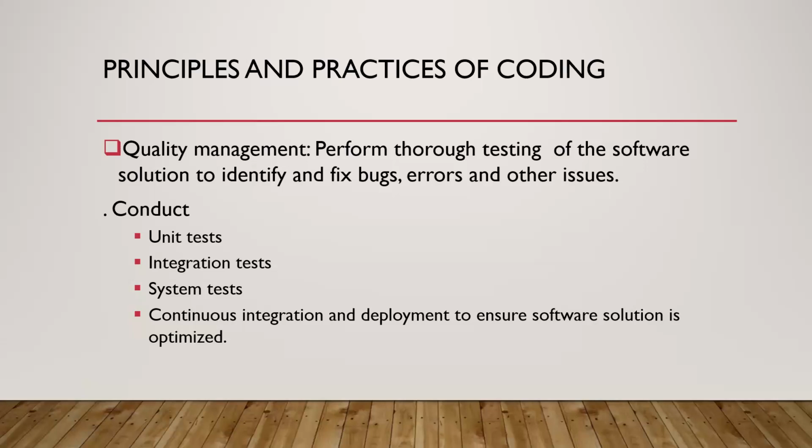Quality management is very, very important. It is very useful to ensure there is quality control, and this must be planned thoroughly so that you can be able to perform thorough testing of the software solution, to identify and fix bugs if there are errors and other issues, so that your code actually delivers to the expectation. And so you have to conduct unit tests, integration tests, system tests, continuous integration, and deployment to ensure software solution is optimized.